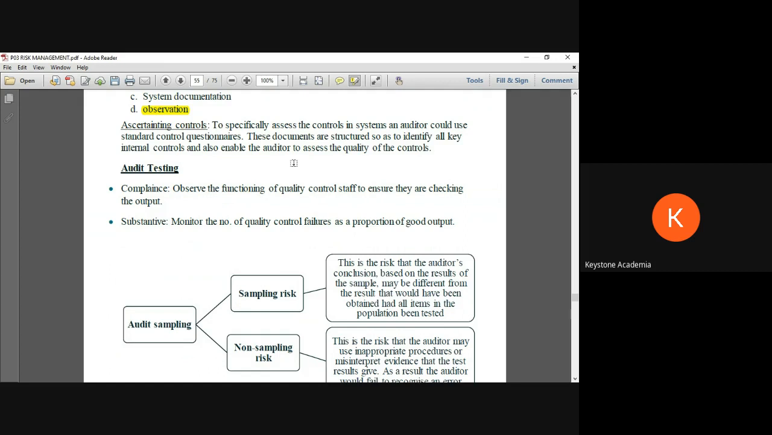Some things can be done through sampling. It will have its own risk. Non-sampling will have its own risk. Usually for the transaction, they will do the sampling unless it is computer assisted. We'll see in the next section.